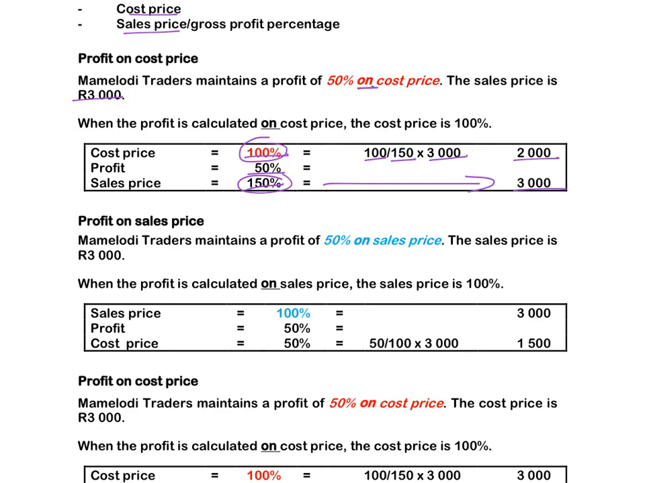In the second example, the profit is 50% on sales price. Because it's on sales price, the sales price is 100, profit is 50%, cost price must be less, so we have to deduct, then the cost price is 50%. The sales price is given as 3,000. If we want to calculate the cost price, we will write the one that we want, 50, at the bottom, divided by the percentage known, times 3,000, and that will give me 1,500. So in this case, I take 3,000 times 50 divided by 100.